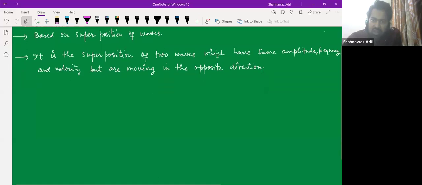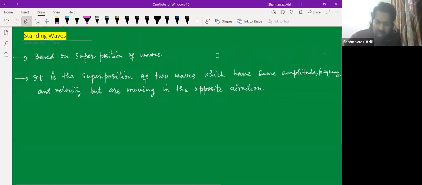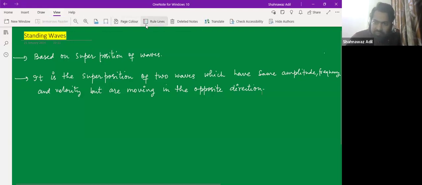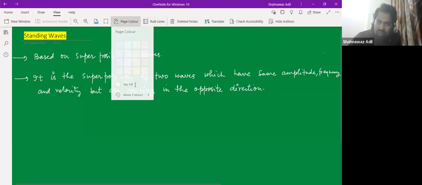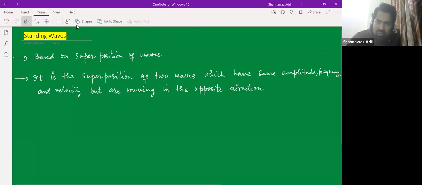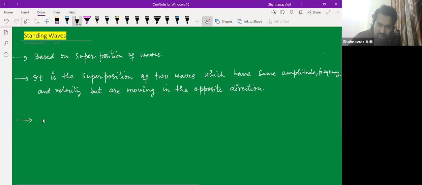So this is what it is about the waves, and the standing waves will create nodes and antinodes.